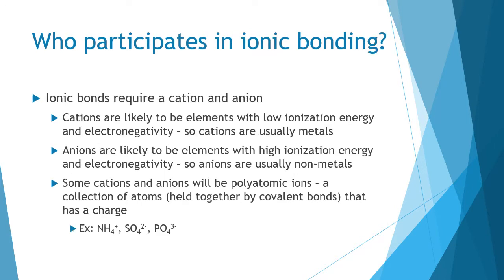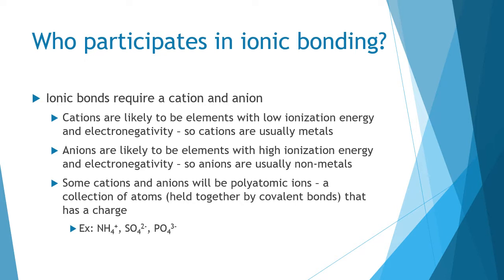So, what kind of elements generally participate in ionic bonding? Ionic bonds require a cation and an anion to form, which means in order to make a cation, we need an element that has low ionization energy and also low electronegativity, so that it's easy to pull that electron away from it, and it also is not very good at grabbing electrons. Therefore, a cation is probably going to be a metal. They are known for having low ionization energy and low electronegativity.